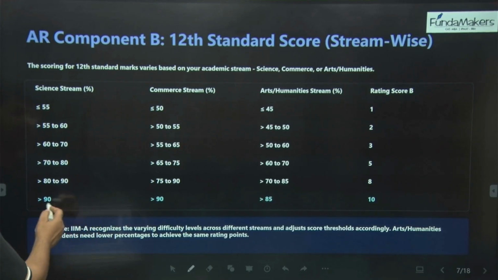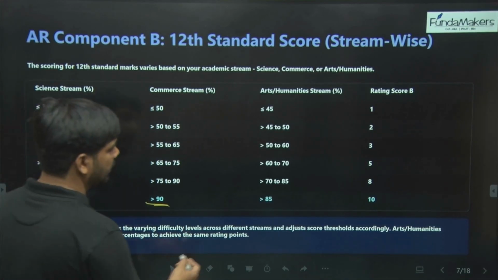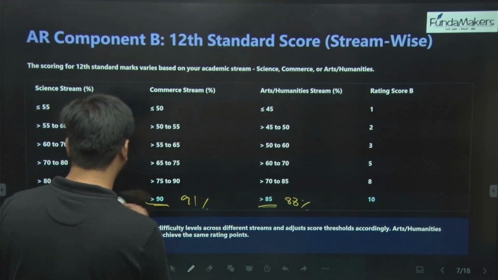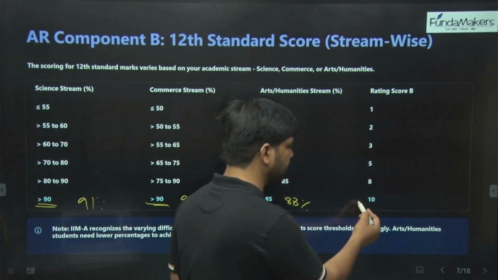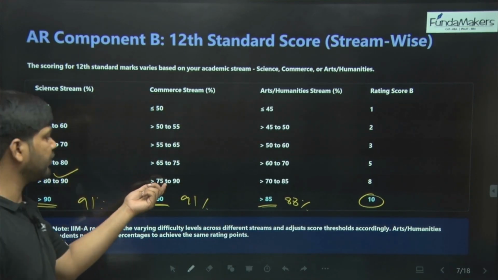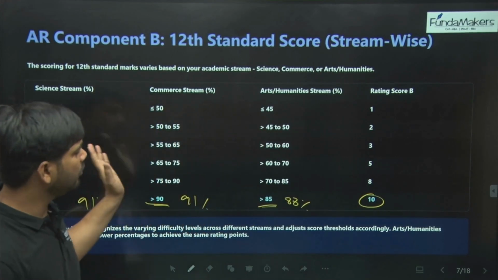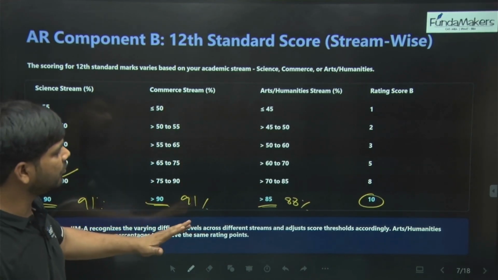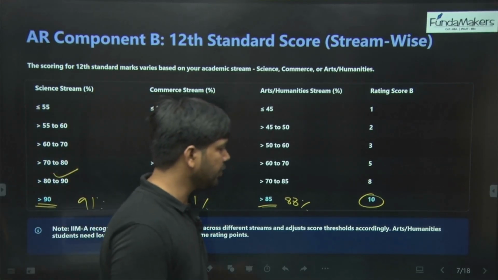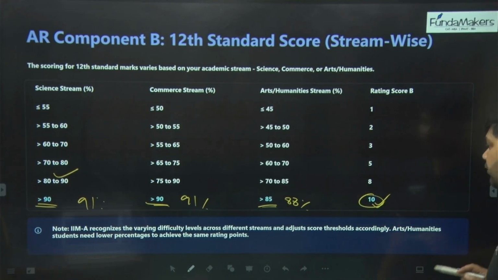Somebody with more than 90% in science stream and more than 90% in commerce stream, and more than 85 in humanities. That means a person who's getting 88% here and 91 here and 91 here will have equal points, which is 10 points, right? Similarly, here 80 to 90 in science stream, 75 to 90 in commerce stream, and 70 to 85 in humanities, 8 points. So you can look at the table and see what your 12th percentage is and how many points you are getting out of it. The max is 10 points in 10th, 10 points in 12th. So you may just look at it.